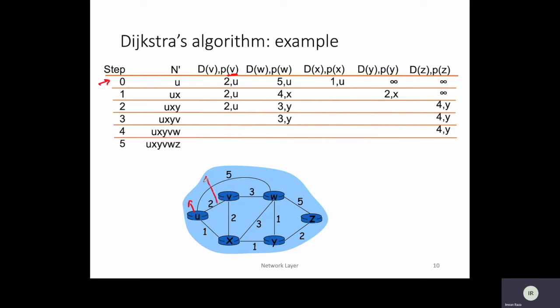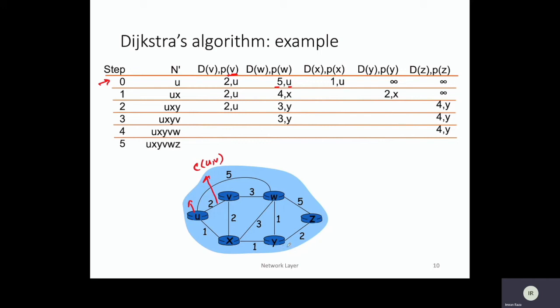The cost is from U to V, being the direct neighbor. And what is the cost to reach W? Yes, W is also the direct neighbor of U. The cost to reach W is 5. And which one is the predecessor node? U itself, because W is the direct neighbor of U. And what is the cost to reach this X? Since X is also a direct neighbor of U, the cost to reach X is 1, right? And the predecessor node is U itself.